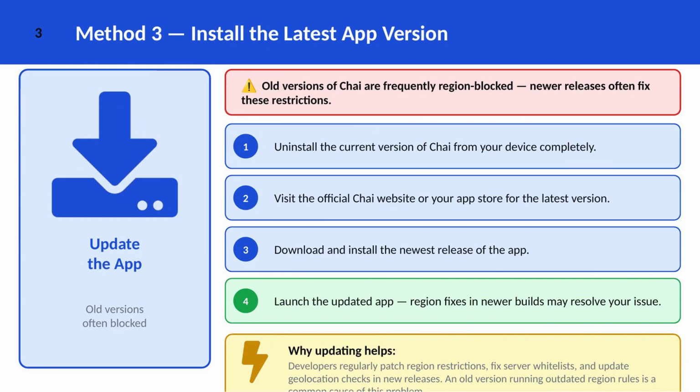Method 3. Install the latest version. Old versions of Chai are often region blocked. Download and install the newest version of the app from an official source. Updating may resolve region restrictions that have been addressed in newer releases.